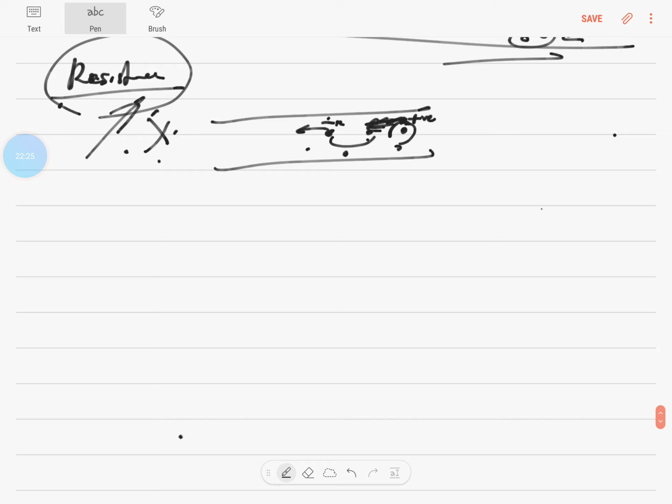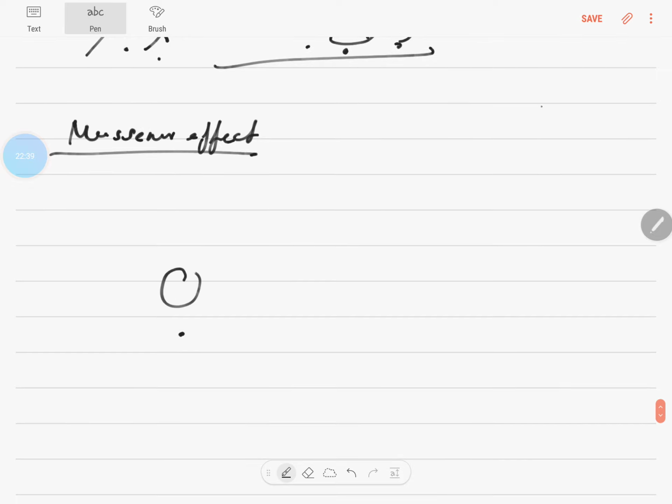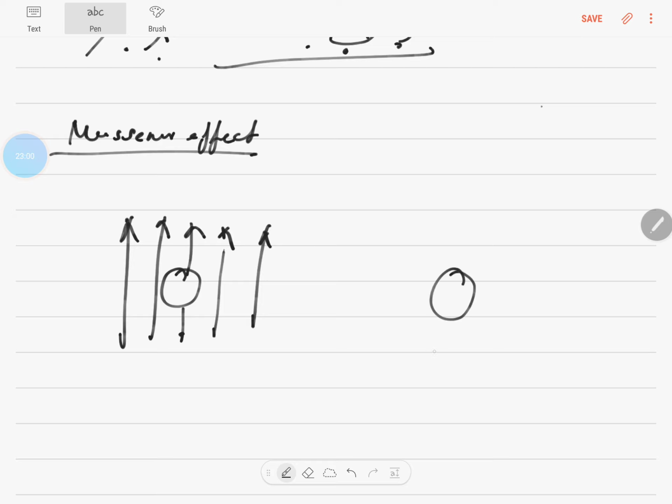Okay, then let me talk about the Meissner effect. That's again only for knowledge, but in case an MCQ is asked, what is the Meissner effect? You take a conductor and cool it, and simultaneously you place it in a uniform magnetic field. At a temperature lower than the critical temperature, the magnetic field lines get diverged like this.